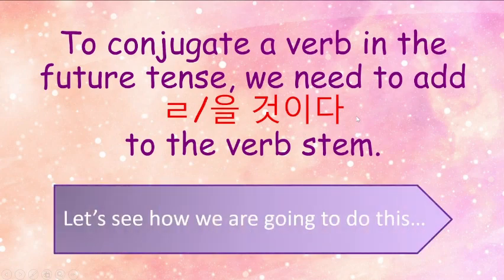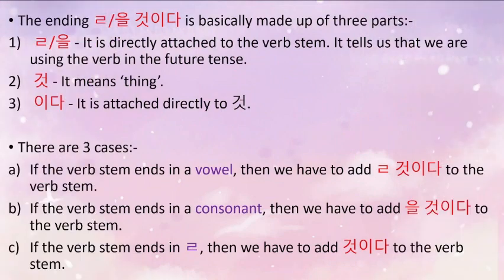Okay, now how we are going to do this, let's see. Now this -ㄹ 것이다 or -을 것이다 ending is made up of three parts. Okay, first part तो -ㄹ और -을 है, ये directly verb stem से attach होता है. Okay, और इसका purpose क्या है? It tells us that we are using the verb in the future tense. So whenever you attach -ㄹ or -을 to the verb stem, it means that the sentence is in the future tense. Okay, verb हमारा future tense में convert हो जाता है और verb future tense में convert होगा तो पूरा sentence future tense में convert हो जाएगा.